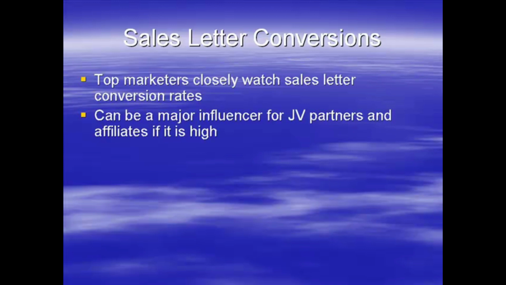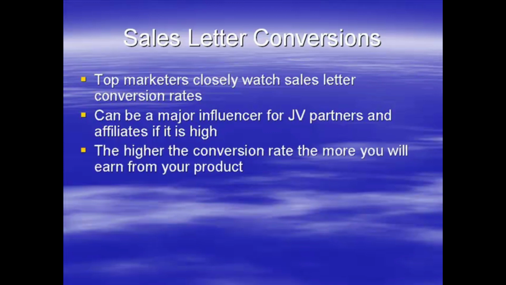Now, if you have a good conversion rate on your sales letter, then it's going to be a major influencer for joint venture partners and affiliates. So if you can turn around to your joint venture partners or your affiliates and say, I've got a sales letter that converts at 5%, they are going to basically fight amongst themselves to get to promote your product. They are going to be desperate to promote something that sells that well. So it can help you not just make money from organic traffic, but your affiliates and joint venture partners are going to be much happier to take part in the program and promote it for you.